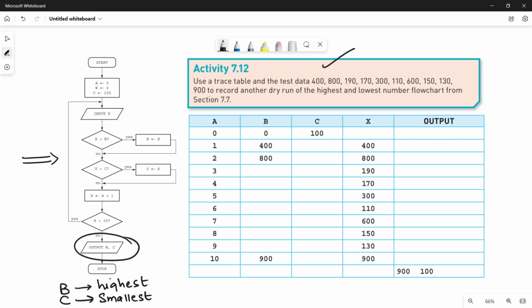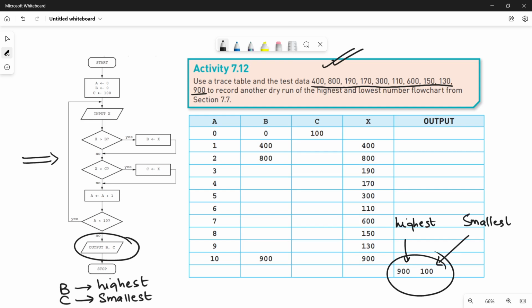In activity 7.12, we saw that when the test data is greater than 100, the algorithm is finding the highest value, but the algorithm fails to identify the smallest value. The smallest value was not 100. In this test data, the smallest value was 110. But since all the values were greater than 100, it was unable to find out the smallest value, which was 110.